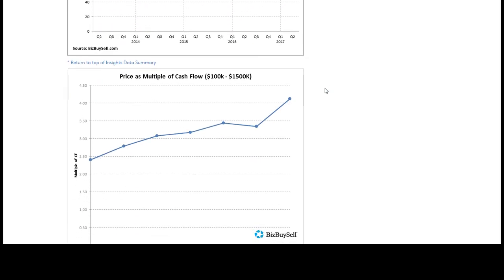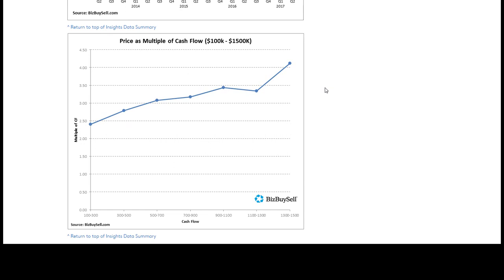Now, this is more interesting. Price as a multiple of cash flow. Now, we know that the PE multiple of a business will increase as the size of the business increases, but it's interesting to see the actual real-life data on that. What they've done here is they've taken a subsection of the data set. We know that the median across the whole data set was about $100,000.